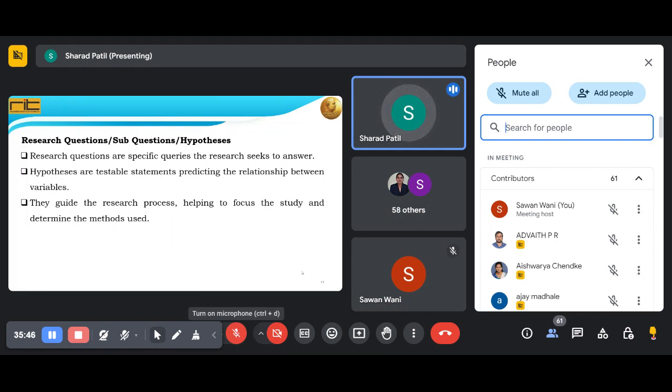Now I am going to tell the different case studies related to the research questions, research design, sub questions and hypotheses related to our work which we have carried out in the last few years.